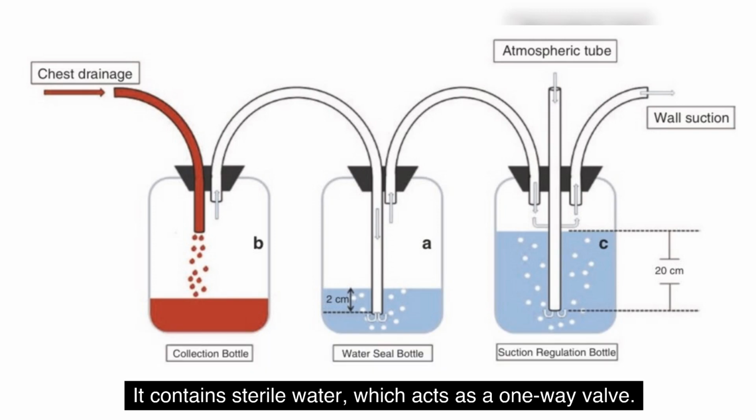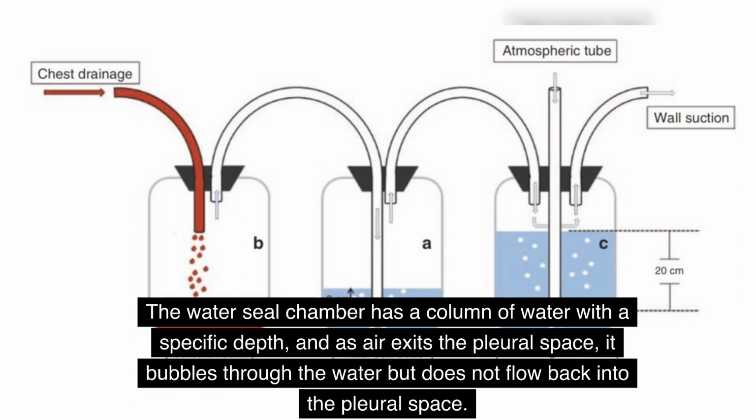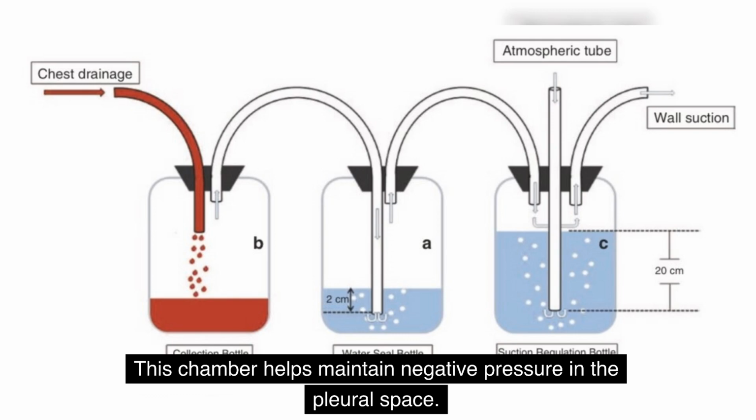It contains sterile water, which acts as a one-way valve. The water-sealed chamber has a column of water with a specific depth, and as air exits the pleural space, it bubbles through the water but does not flow back into the pleural space. This chamber helps maintain negative pressure in the pleural space.